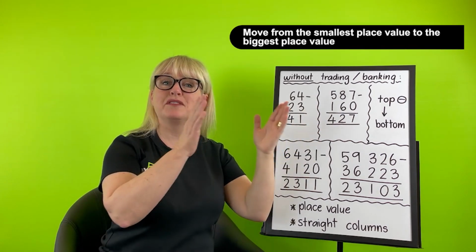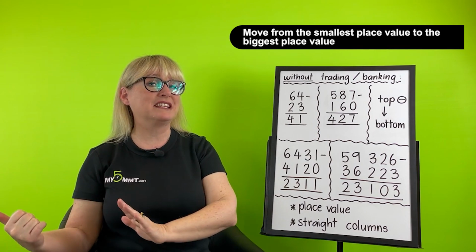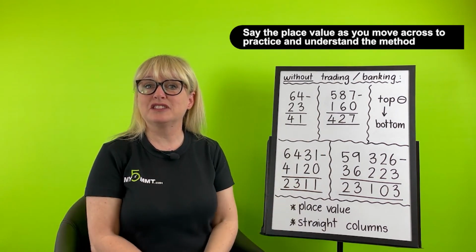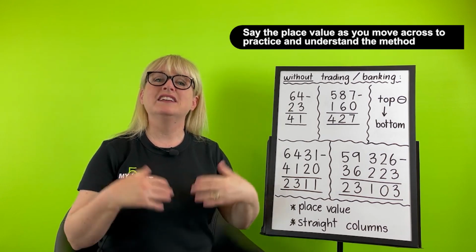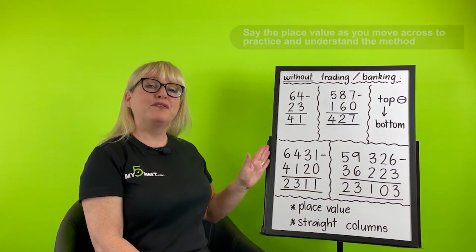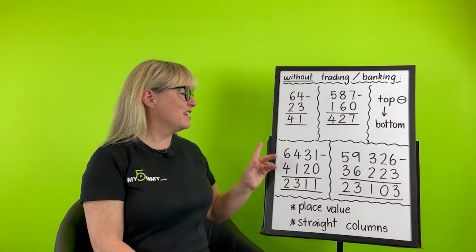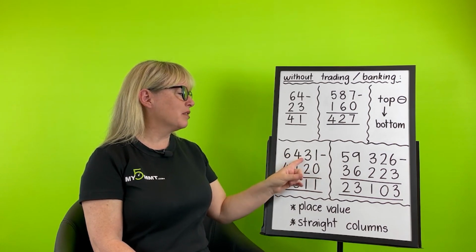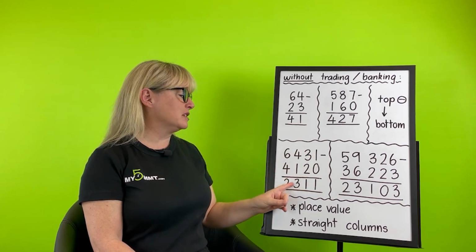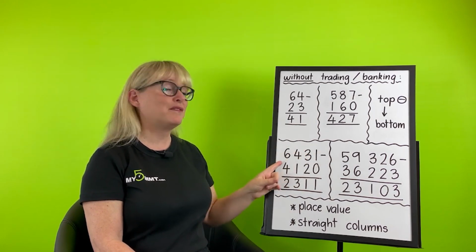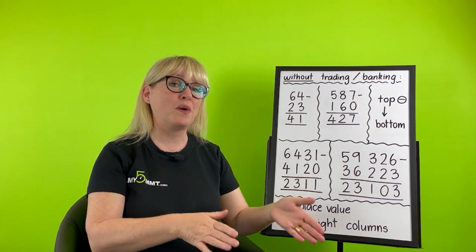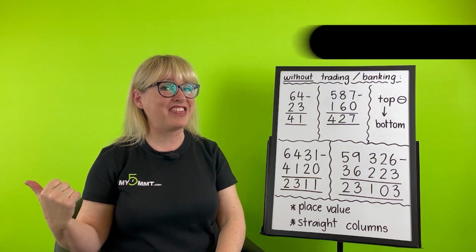Now you'll notice I'm moving from the smallest place value to the biggest place value, from ones to tens to hundreds. And I'm saying those place values as I move across to practice and understand the method that I'm actually doing. With 4-digit numbers, it would sound like this. 1 take away 0 is 1. 3 tens take away 2 tens is 1 ten. 400 take away 100 is 300, and 6,000 take away 4,000 is 2,000.